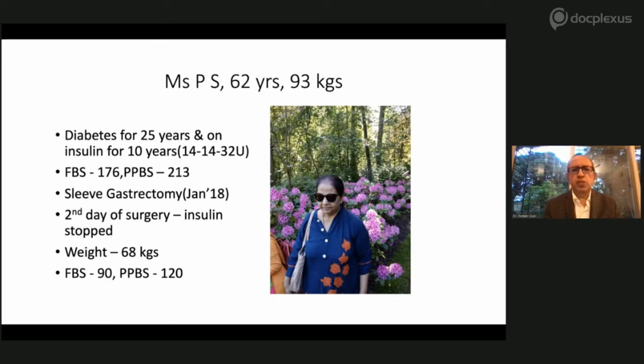On the second day of surgery, we had to stop the insulin because sugars went down. And obviously, she lost some weight and sugars are under control, maybe with 1 or 2 tablets of metformin a day now. But that is not the issue. The issue is that her sugar got controlled and HbA1c came below 7 within 3 months' time.